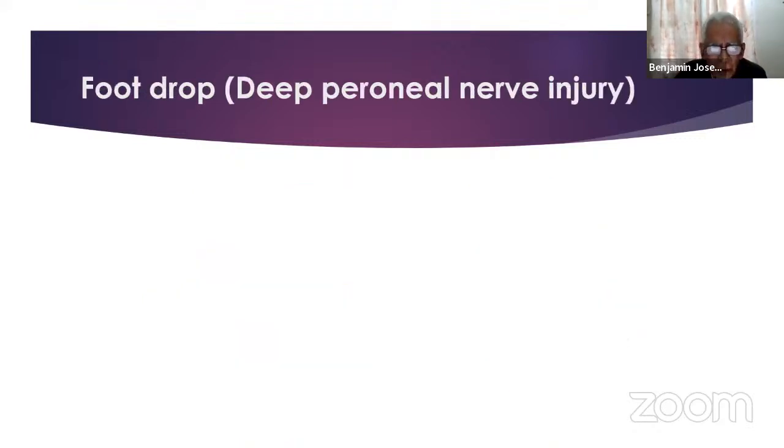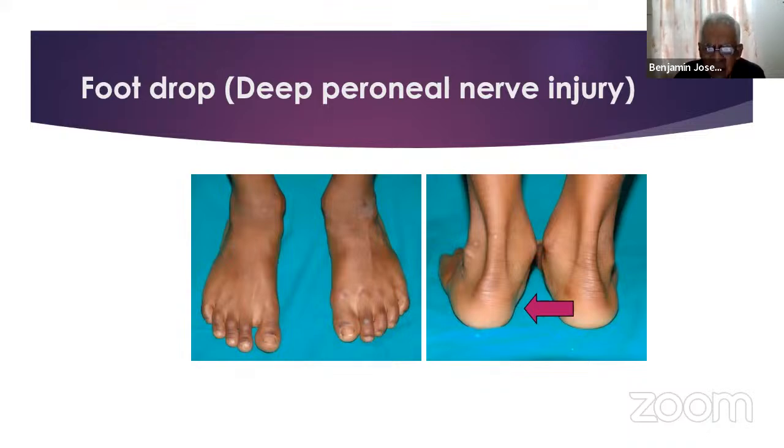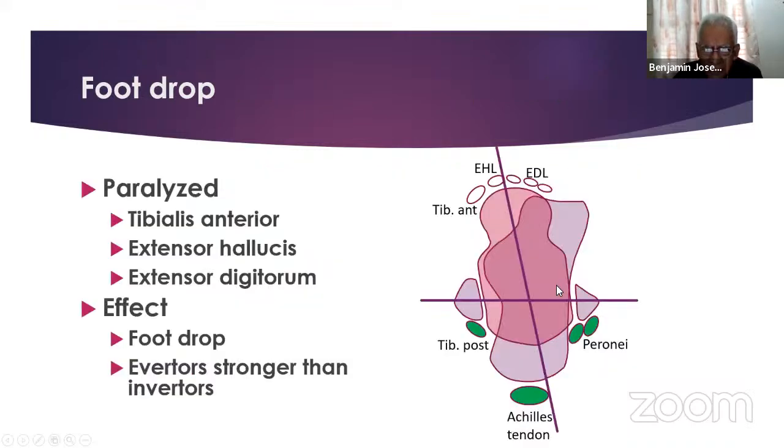Let's take the example of foot drop due to a deep peroneal nerve injury. This child had a deep peroneal nerve injury on the left side. The left foot is slightly smaller. The hind foot is in slight valgus as compared to the normal side. What was paralyzed? The tibialis anterior, the extensor hallucis, the extensor digitorum.